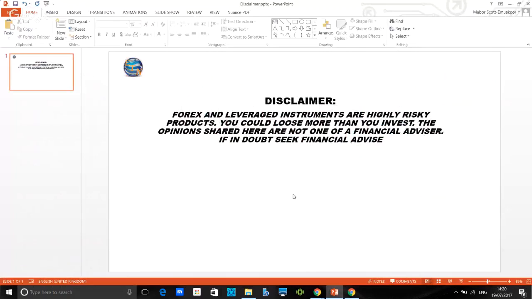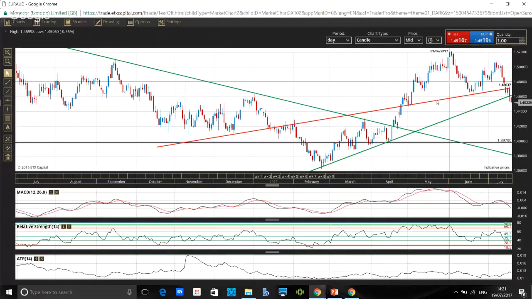It's just a disclaimer. Basically, forex and leverage instruments are highly risky products. You could lose more than you invest. The opinion shared here is not one of a financial advisor. If in doubt, please seek financial advice. That is what we would advise. We do not claim to be a financial advisory body. But anyway, we are giving tips here that you can actually find out for yourselves, find out the efficacy of them.